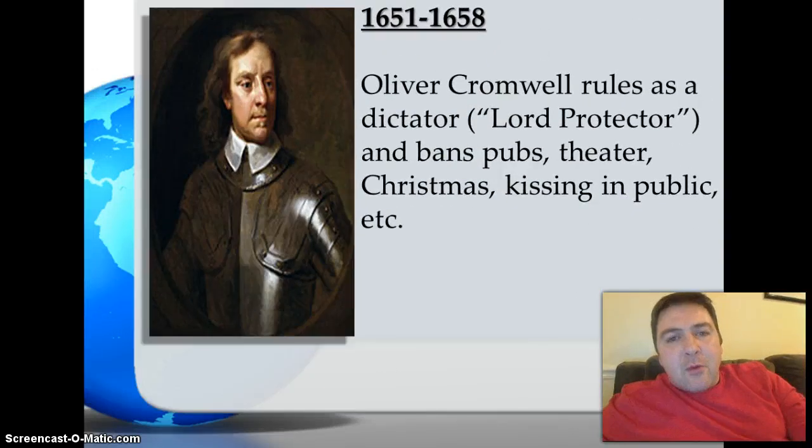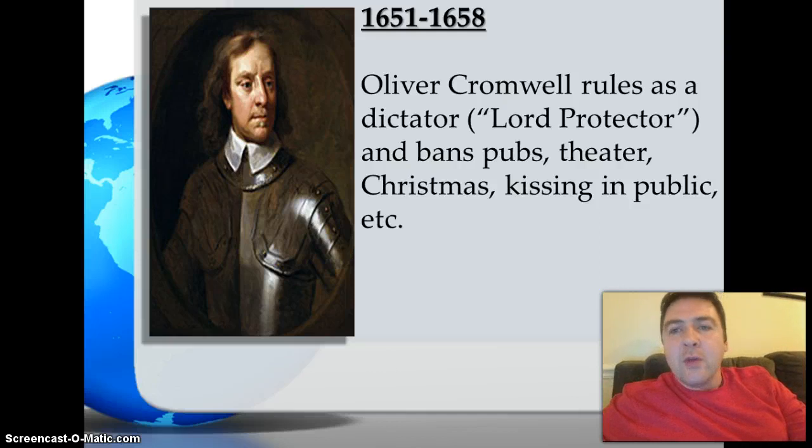Okay, after a brief period of time after Charles's execution, Oliver Cromwell, who had been the leader of the Roundheads, takes over. Cromwell had fought against the king, and so he's not going to assume the title of king. Instead, he takes the title Lord Protector. And Cromwell, in a short period of time, becomes an absolute ruler himself. He pretty much becomes a dictator.